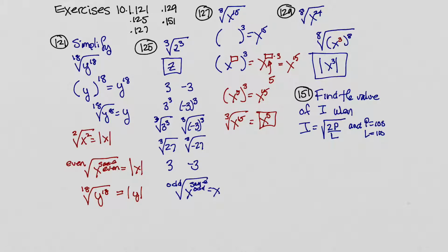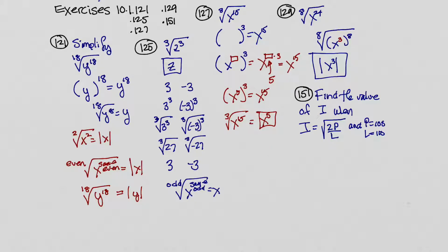So this problem 151, this is just a computation problem. We want to find the value of I, and here's the description of I, right? Here's the instructions for getting I. I is computed using this set of instructions. From the inside out, we're going to take 2, multiply it by P, and then take that result, divide it by L. Then we'll take the square root of all that. And then we happen to be given that P is 100 and L is 110. So let's put those numbers in and compute and see what we get.